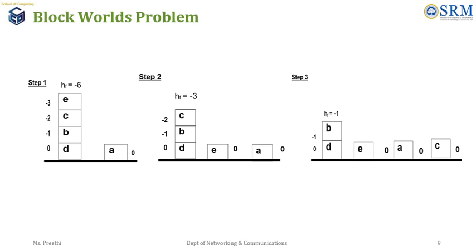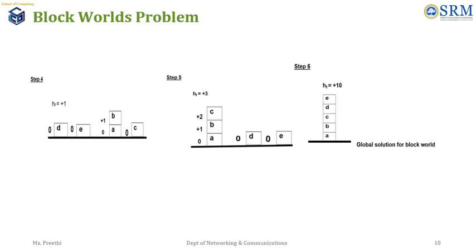First, the initial step is moving A onto the table. What is the heuristic value? That is H equal to 6 here. What is the next step? We are moving E onto the table. And the next one is the remaining value, that is C. And then the remaining values we move one by one. So by the third step, we have D and B on the table itself.